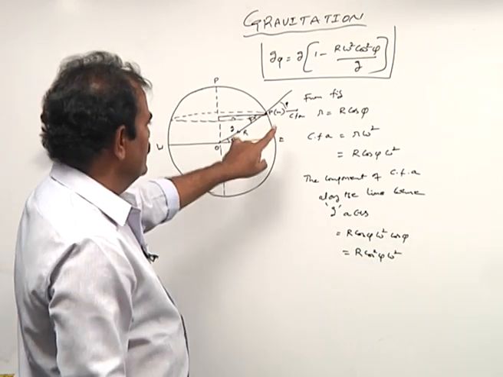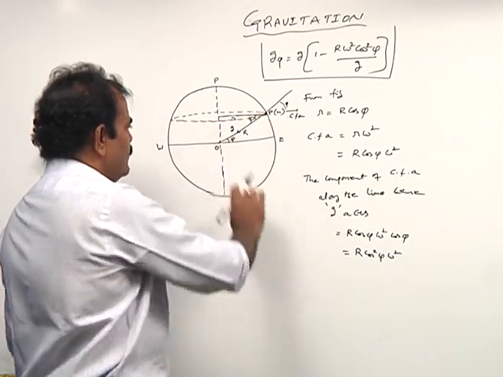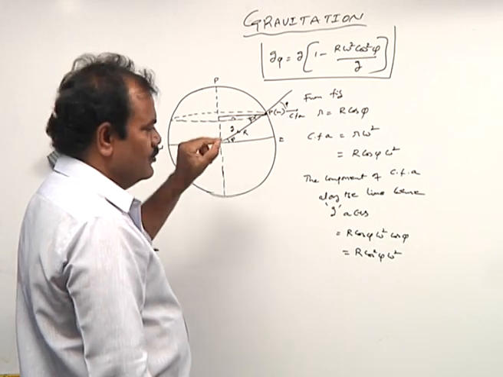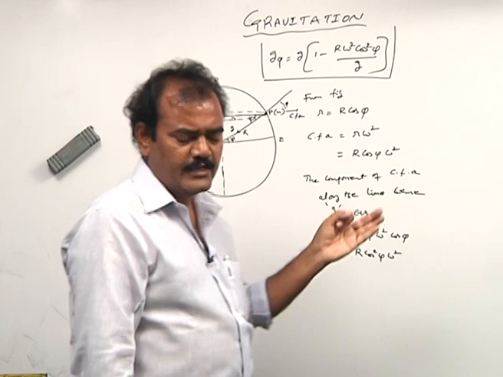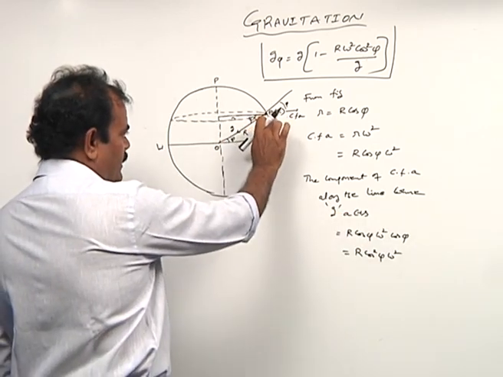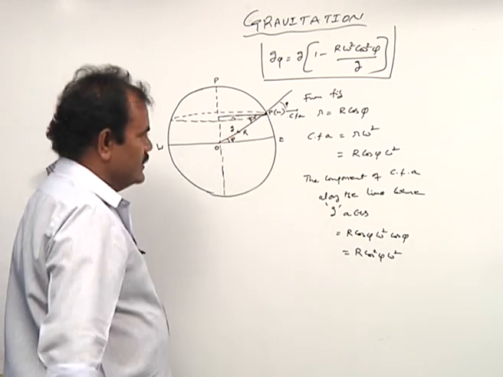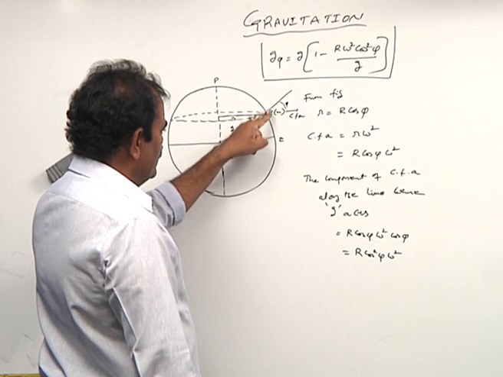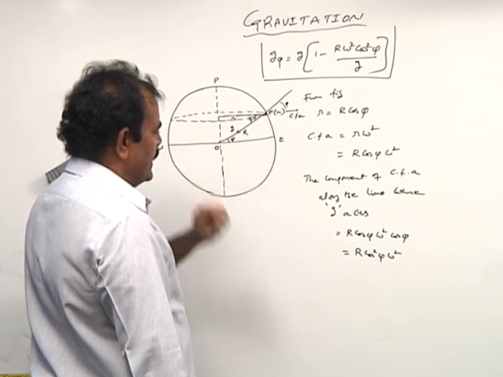Once again I tell you. First of all, this particle is rotating in a latitude that is phi. Phi means how do you define that latitude? It is the angle made by the line joining the particle to the center of Earth with the equator, that is known to be the latitude.